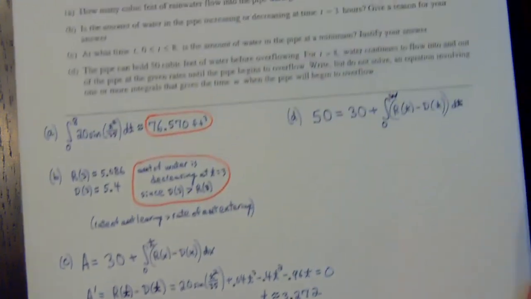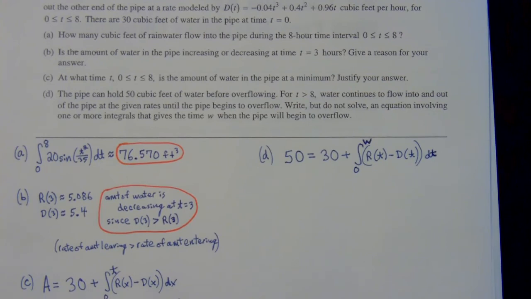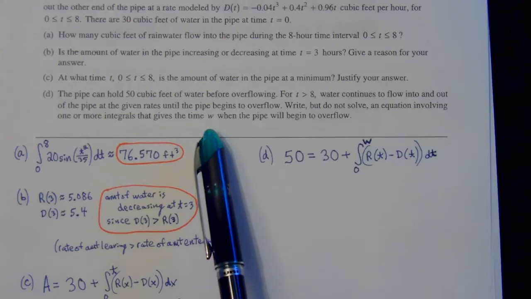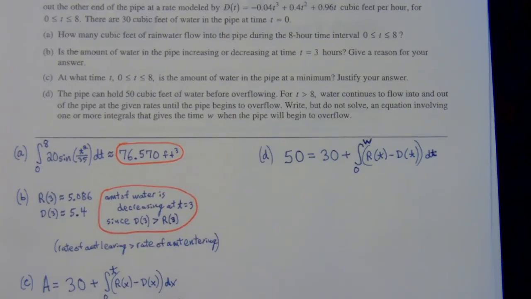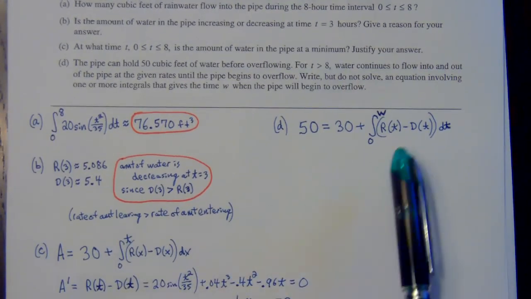All right, and then letter D, you're not really doing anything here. I mean, you kind of see my answer there. It might already make sense in your brain, but it says the pipe can only hold 50 cubic feet of water before overflowing, and it wants us to write an equation involving one or more integrals that gives the time W where the pipe will begin to overflow. So we don't need an inequality here, because just where it begins to overflow, that's when that thing is equal to 50.